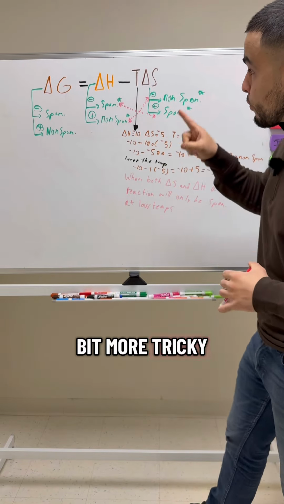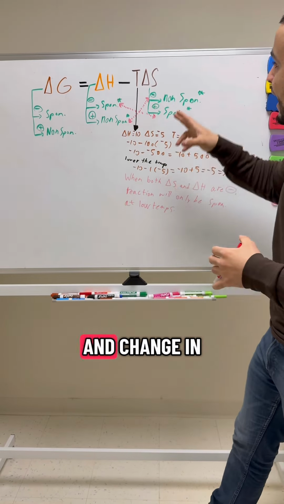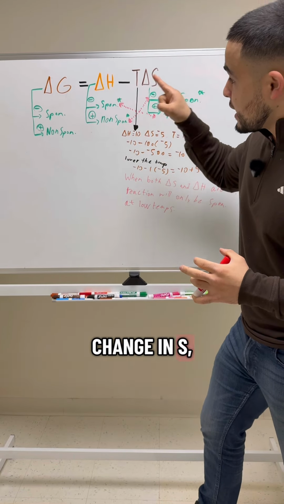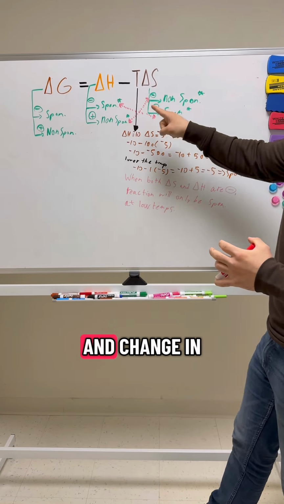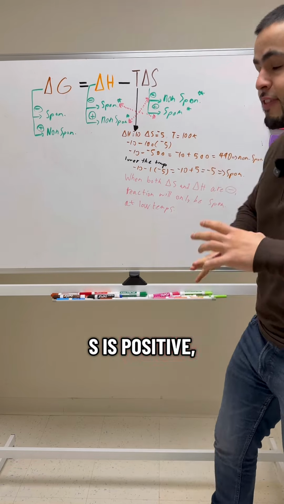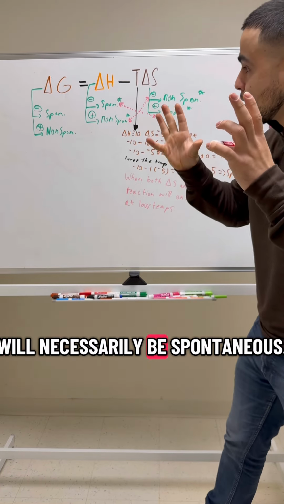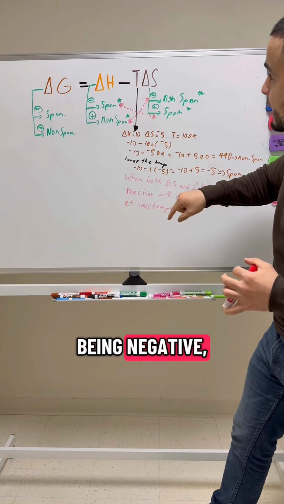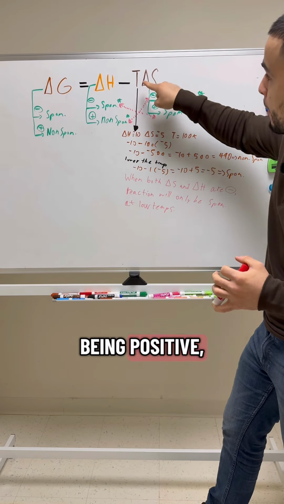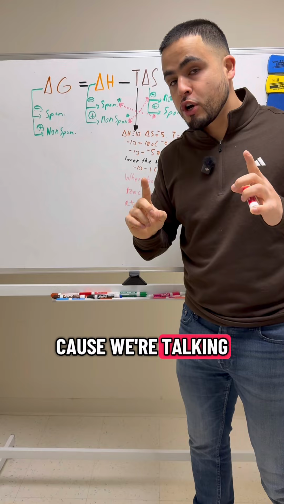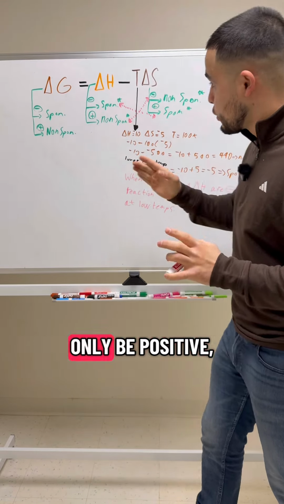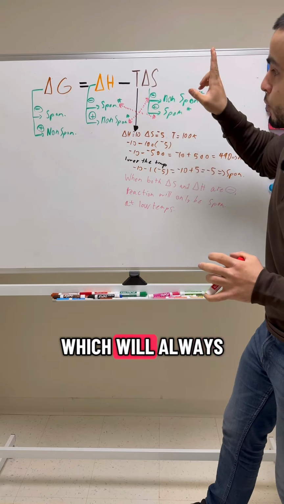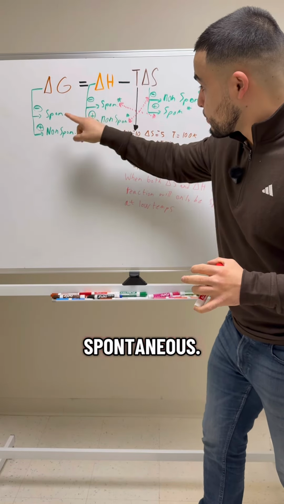It gets a bit more tricky when we're talking about change in H, or enthalpy, and change in S, or entropy. So in the case of change in H and change in S, if change in H is negative and change in S is positive, then the reaction will necessarily be spontaneous, because if you think this through, change in H being negative, the second expression being positive, because T can only be positive, because we're talking about the Kelvin system where temperature can only be positive, then you'll have a negative number minus a positive number, which will always be equal to a negative number, and it'll be spontaneous.